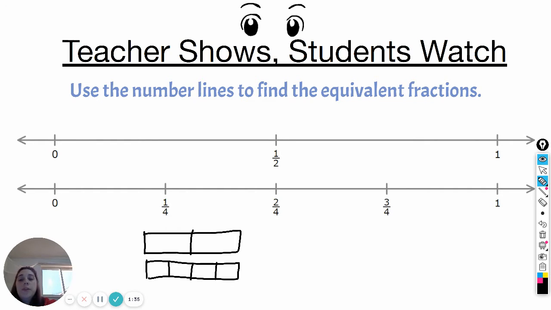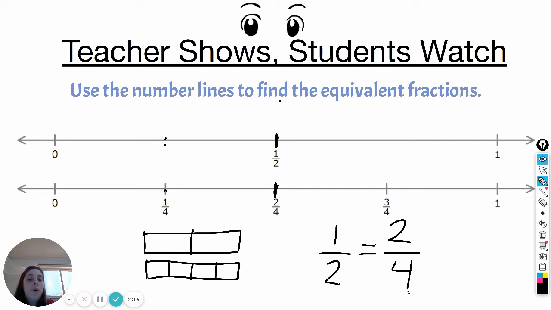So if you look at the fourths, there's a fraction here, but there's nothing up here that lines up with it. If you look at the next line, the 2/4, and you look right above it, the 1/2 lines up with it exactly. Okay, they come to the same spot on the number line, so they take up the same amount of space. So what we would say is 1/2 is equivalent to 2/4.